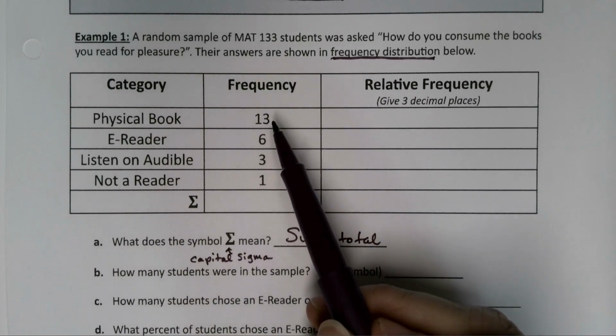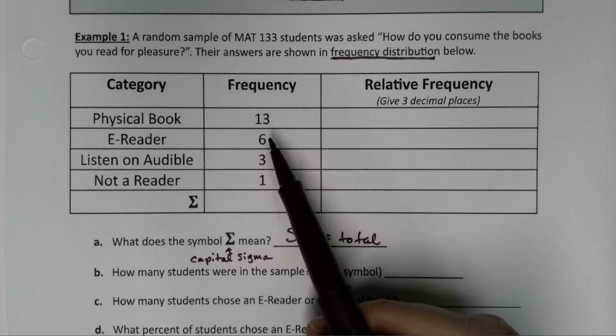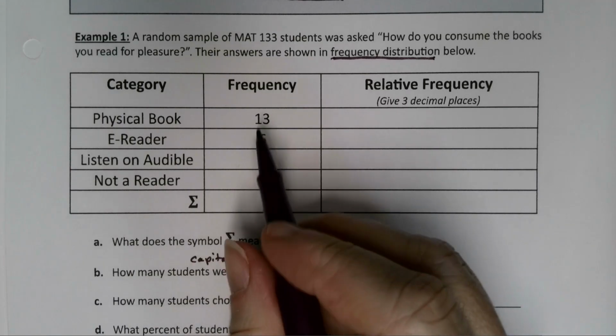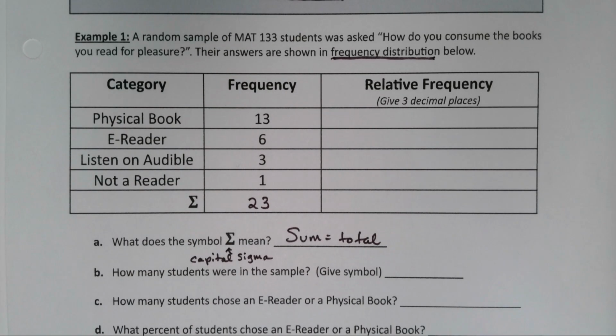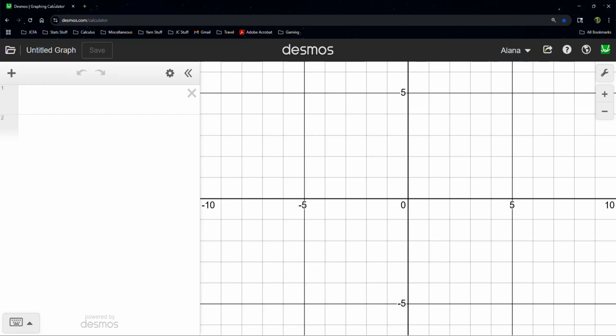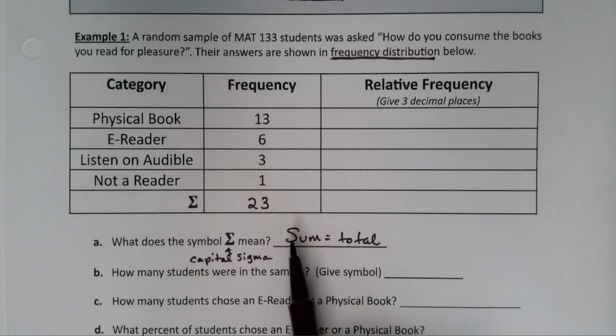So we're going to add. So 13 plus 6, right, makes 23. Right, 13 plus 6 plus 3 plus 1 is 23. I could, of course, check myself really quickly in Desmos. Desmos does our adding and subtracting for us. There we go. So it is, in fact, 23, just like I thought. Okay, so I know that the total is 23.